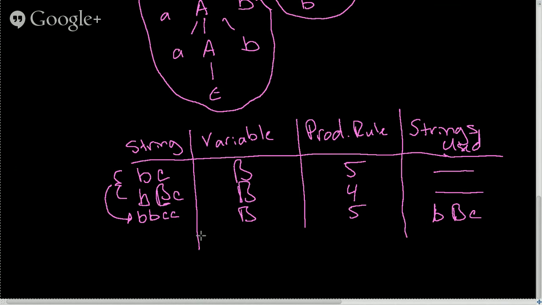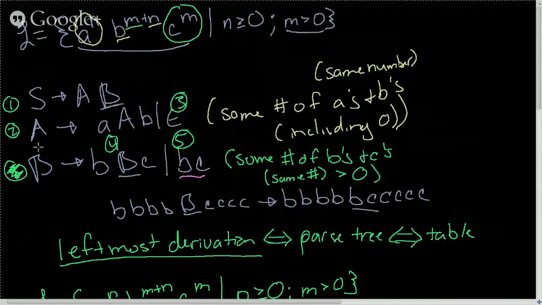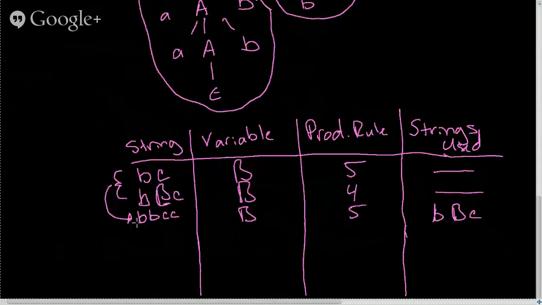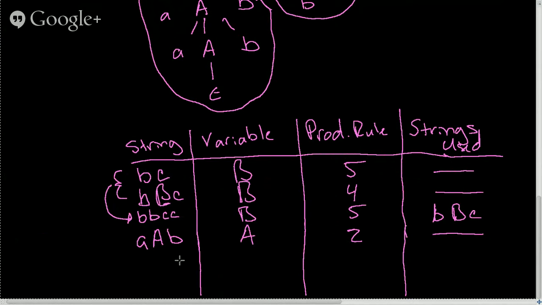Now let's work on the beginning of our string here. Draw these tables a little farther down. All right, so we know that we can get, using rule 2 here, little a, big A, little b. And that's using the variable A, production rule 2, and we don't need a string for that. If we take this A and turn it into little a, big A, little b again, we can get a, big A, big B, B. And that's again using variable A, production rule 2. And for that one, we use the string little a, big A, little b.